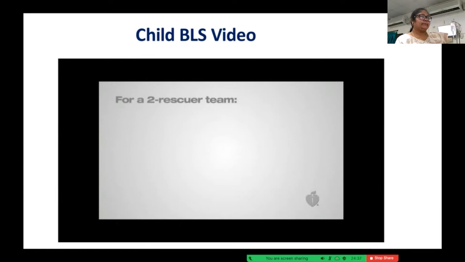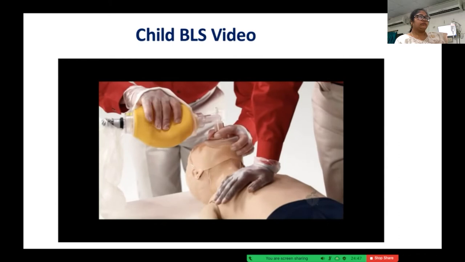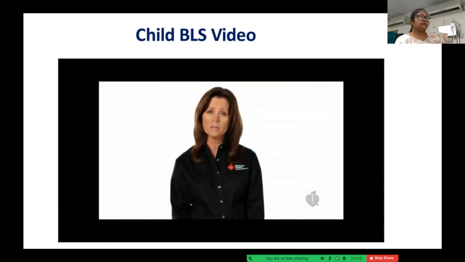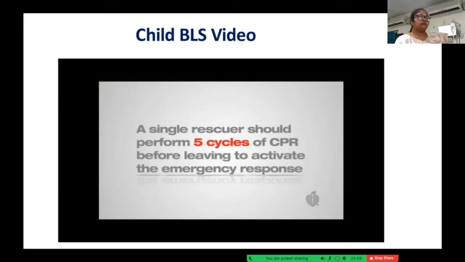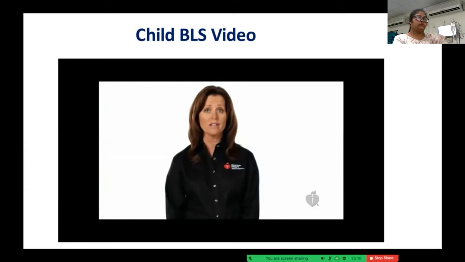Delivery of breaths to children requires less volume and force, but you still need to use enough air to see the chest rise. There are some differences in when to activate the emergency response system. If you did not witness the arrest and are alone, you should perform 5 cycles of CPR before you leave the child to activate the emergency response system. If the arrest is sudden and witnessed, leave the child, activate the emergency response system, get the AED or defibrillator, then return to the child. As you can see, there aren't a lot of differences between adult and child CPR, but they are important ones.